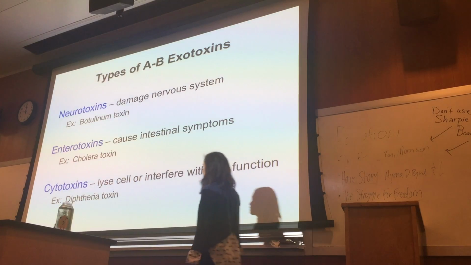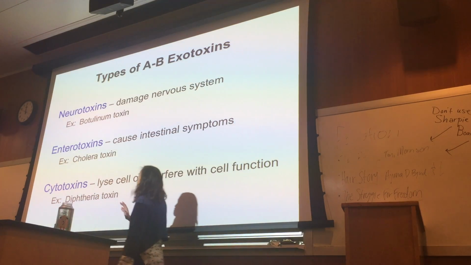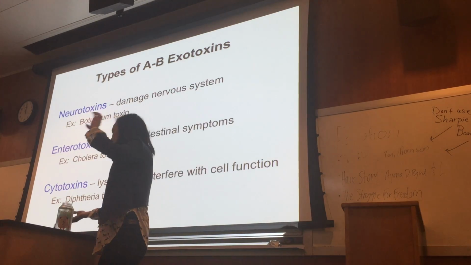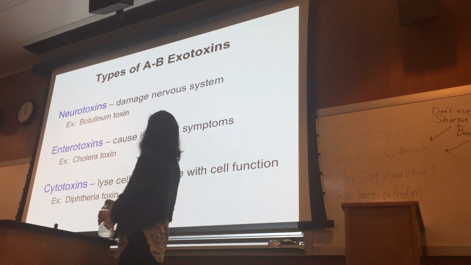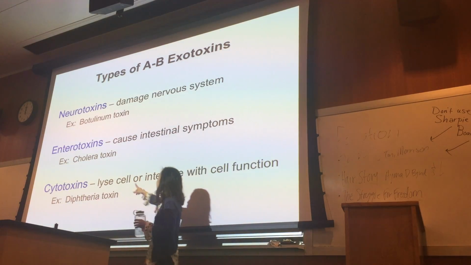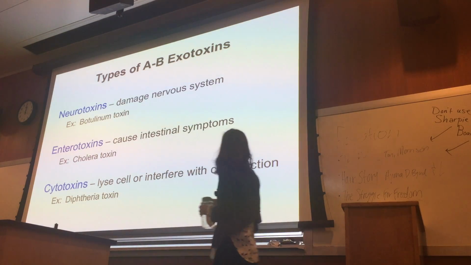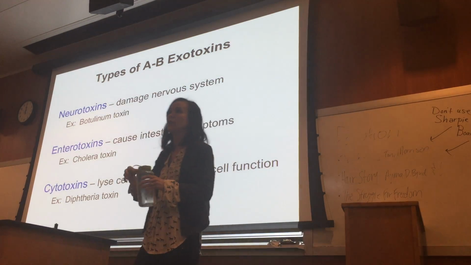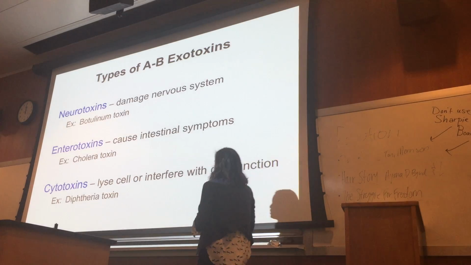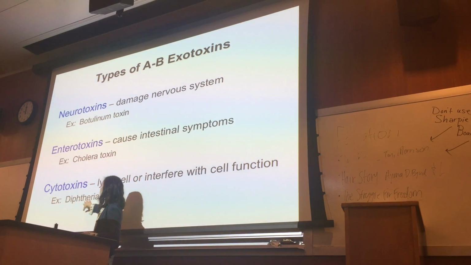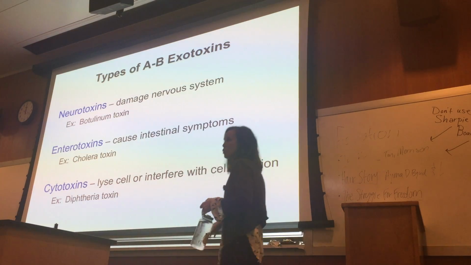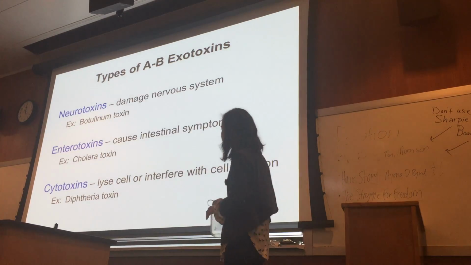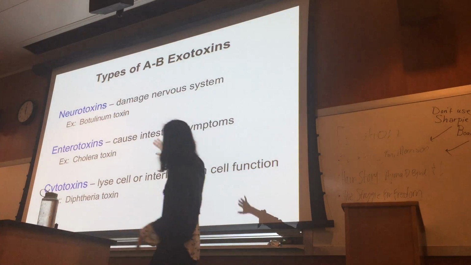And then my last category is the cytotoxin. What this subcategory does is it has a pretty fast killing effect on your cells. So it lyses them, which is bad, or it finds a way to shut something down in your cell, and then your cell auto-destructs and dies. I'm going to use diphtheria as a good example, with a very brief overview of how diphtheria does that. So these are the three big subcategories.